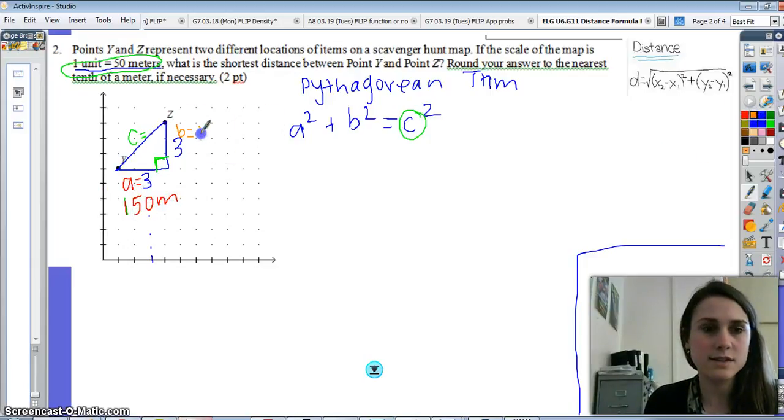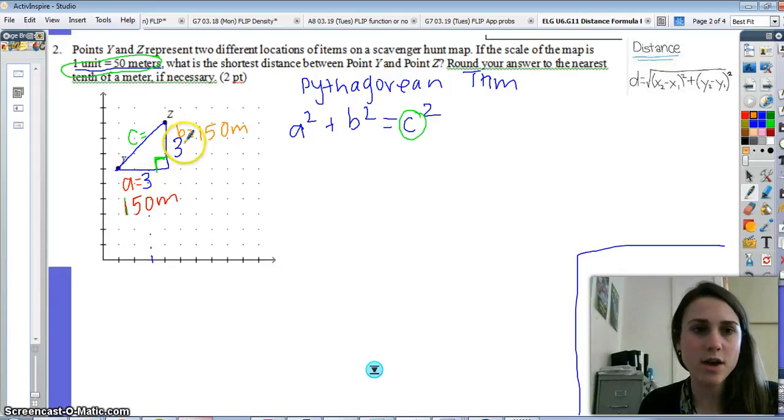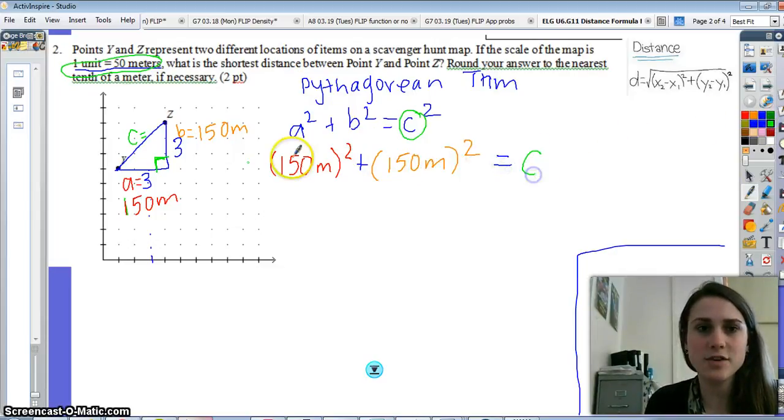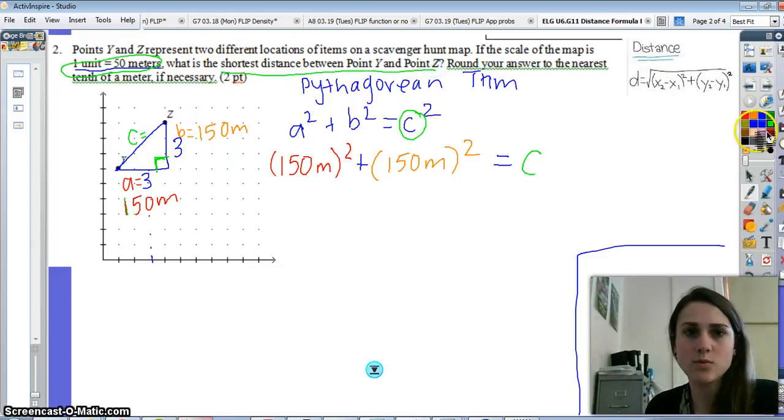Leg B is the same distance. So it doesn't matter which leg I call A, which leg I call B, but I'm going to substitute those values into my Pythagorean theorem equation. So I have 150 meters squared plus my B value, my other leg, is also 150 meters squared. And that is going to equal my C value, my hypotenuse, the shortest distance, what I'm trying to solve, between points Y and Z squared.